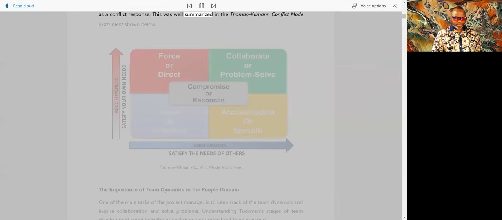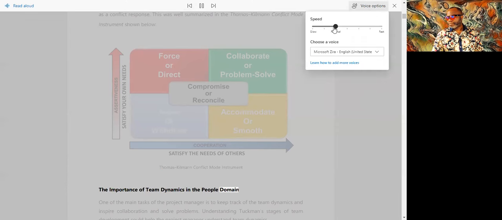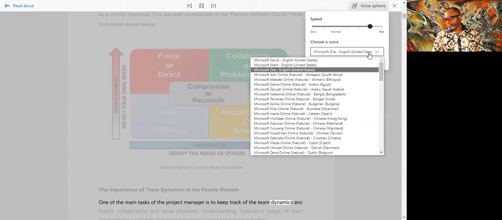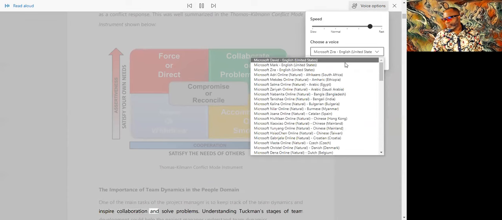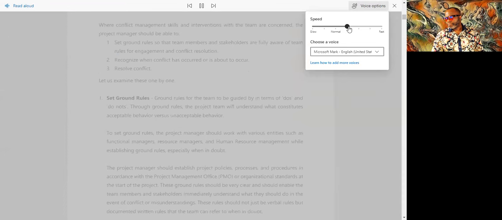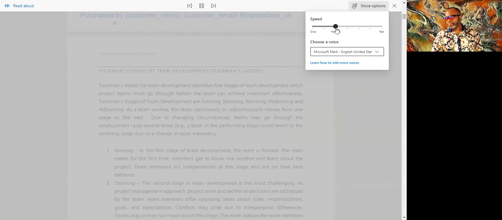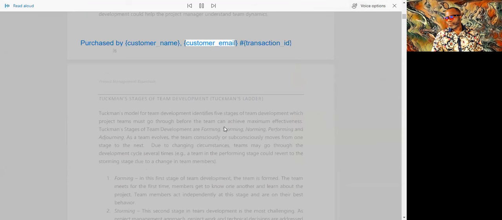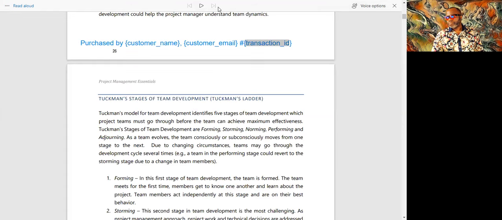This was well summarized in the Thomas Kilmann conflict mode instrument shown below. Thomas Kilmann conflict mode instrument. See that? The importance of team dynamics in the people domain. One of the main tasks of the project manager is to keep track of the team dynamics and inspire collaboration and solve problems. Understanding Tuckman's stages of team development could help the project manager understand team dynamics. Purchased by customer underscore name, customer underscore email, hashtag trans.